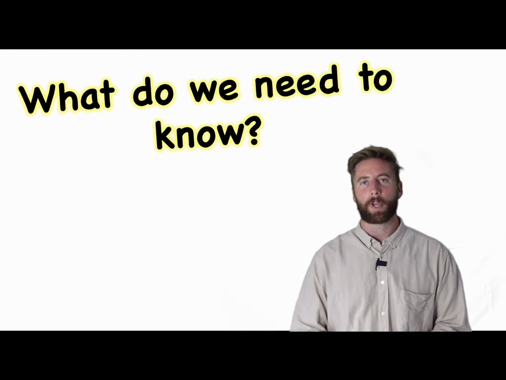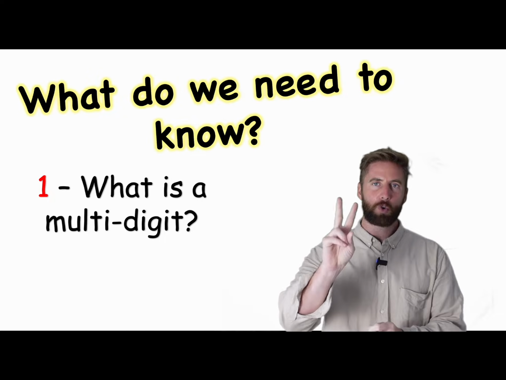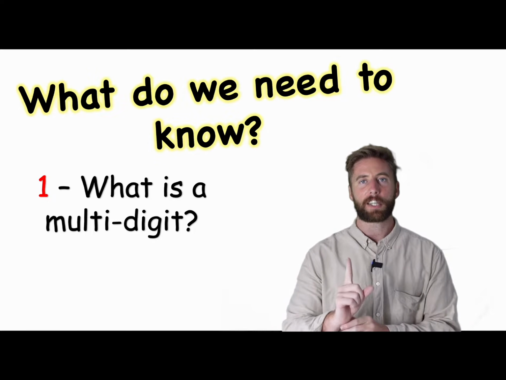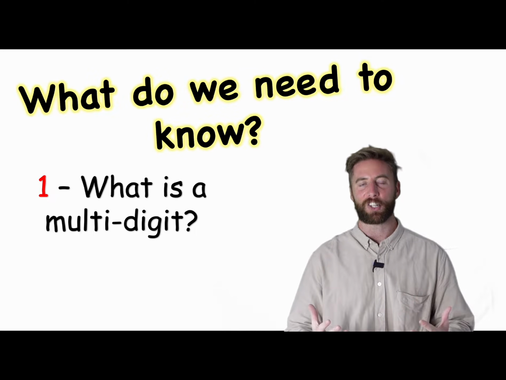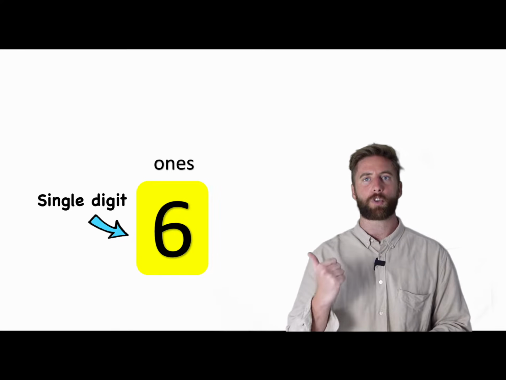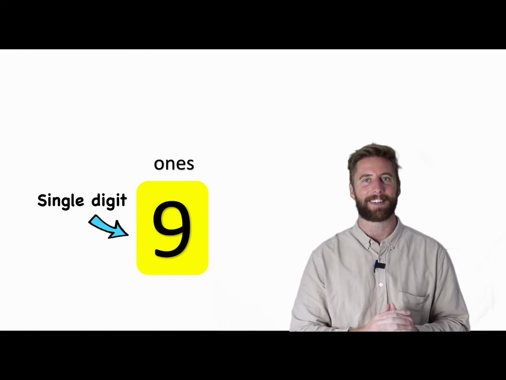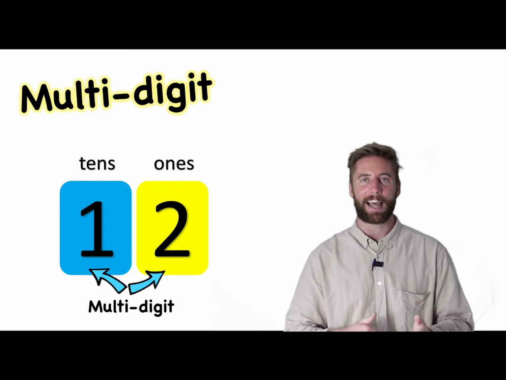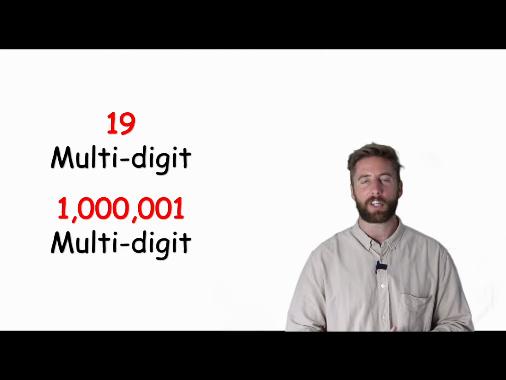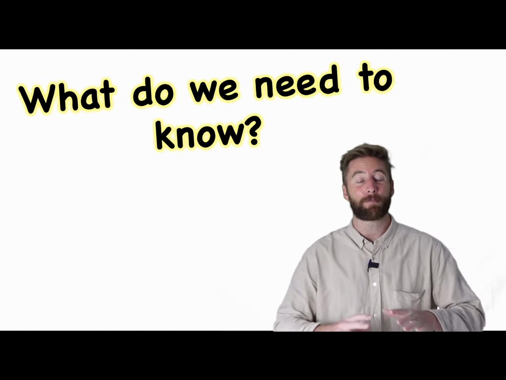So what do we need to know before we can jump into looking at addition and subtraction? Well, there's two important things we need to make sure we understand before we can begin this lesson. The first is understanding what a multi-digit is. So a single digit is all the numbers from 1 to 9. So 1, 2, 3, 4, 5, 6, 7, 8, 9. They are all single digits. They're on their own. They're single. When we get past 9, 10, 11, 12, and so on, they are all multi-digits. So 19 is a multi-digit, but 1,000,001 is also a multi-digit. Multi meaning multiple, meaning more than one.